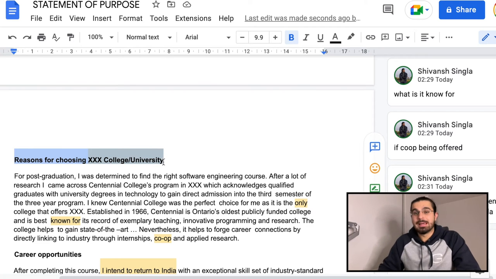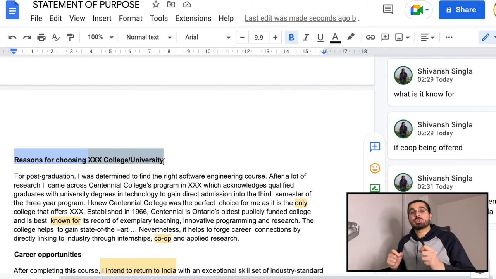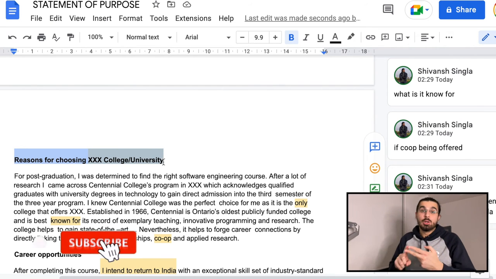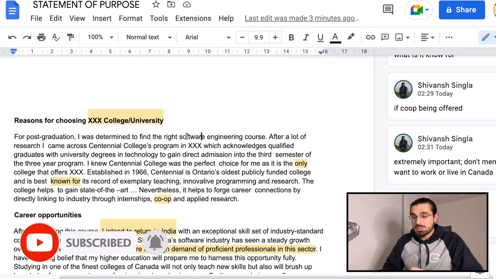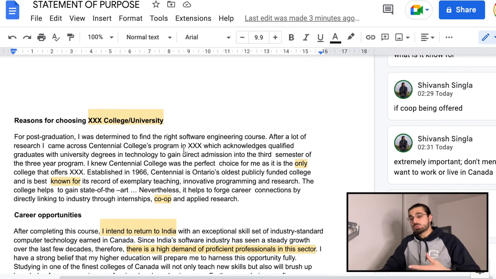Now, please don't mention that this is the only college that you got accepted into and that's why you're choosing it. Instead, you should mention what this college has to offer. Talk about some of the notable alumni in that college who are doing some excellent work. Talk about the reputation of that college or university, and also what's so special about the program that you are choosing that is offered by this specific college. And that's exactly what's mentioned in this example.